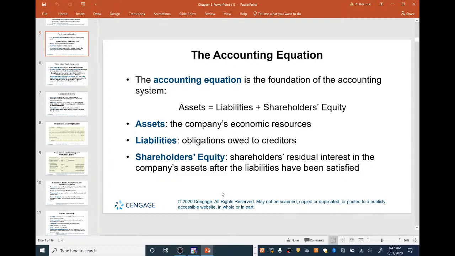And then lastly, the shareholders' equity is just the residual interest in the company's assets after the liabilities have been satisfied. What I mean by satisfied, so after they've been paid off, right? So after we've paid off these creditors, what's left over, so the net assets. So shareholders' equity is also known as net assets. So assets less liabilities equals net assets. And in essence, it's the same thing as shareholders' equity, because it's the residual interest in the company's assets after liabilities have been satisfied. So shareholders' equity, same thing as net assets. Once again, accounting equation is the cornerstone or the foundation of the accounting system. And the equation is assets equals liabilities plus shareholders' equity.